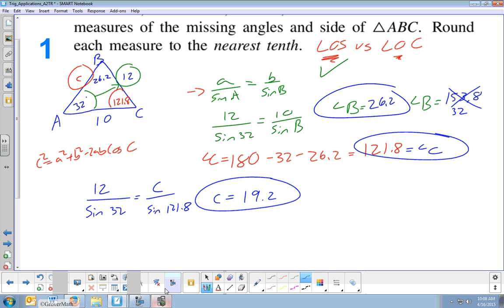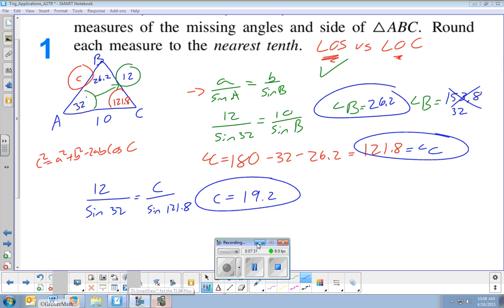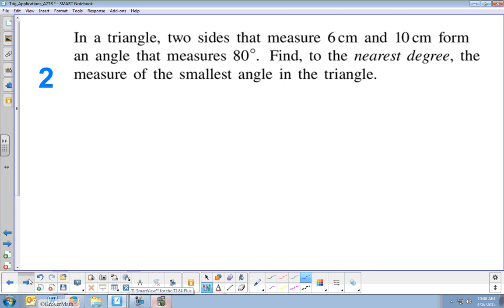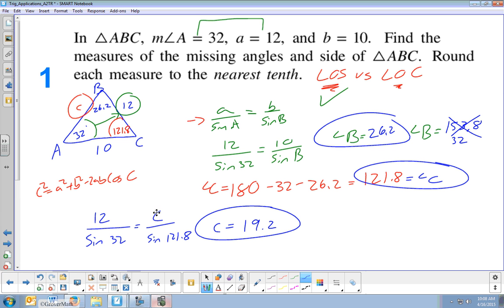So that's what trig applications is. It's just taking a look at these problems. Some of them have big pictures. Some of them you've got to draw a picture. Figuring out what you have, figuring out what you need. Sometimes it'll be multiple steps to get to your final answer. And using law of sines and law of cosines along the way.